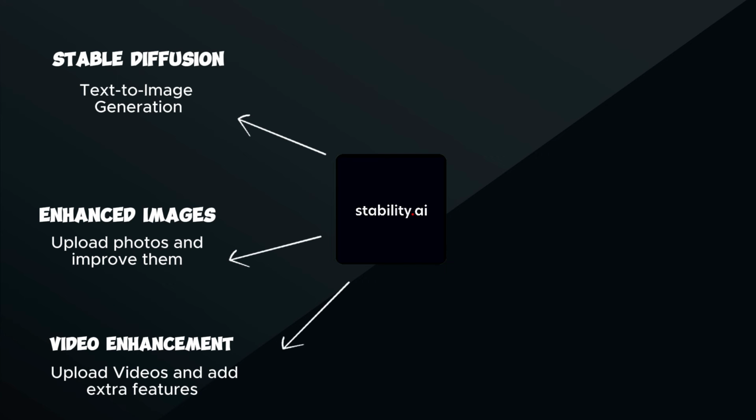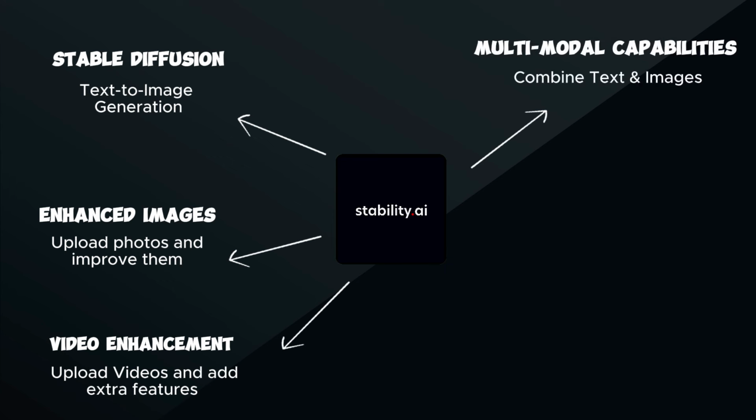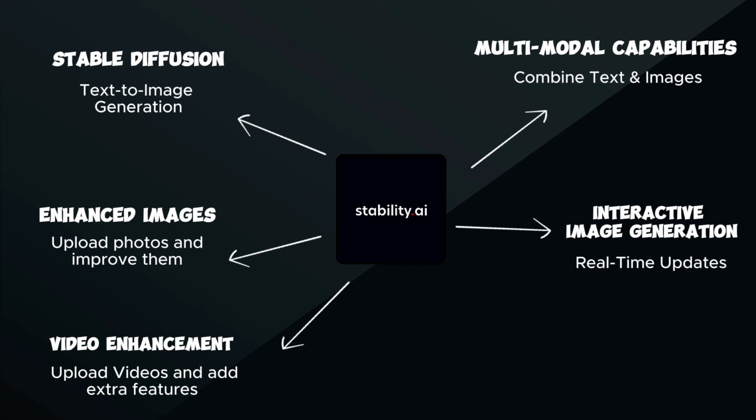So you could upload your video and it could add music onto it. It could add animations. Another one is multimedia modal capabilities. So you could combine text and images together as well, which is a good one. Another one is the interactive image generation. So you're getting real-time updates. So let's say you're having a live class, you could have updated images throughout.